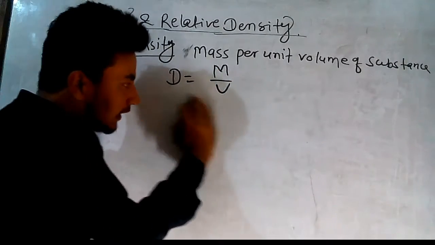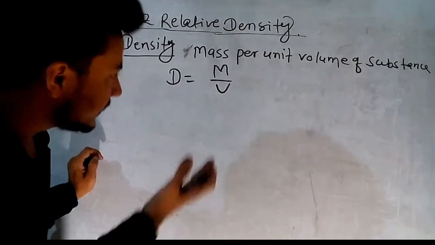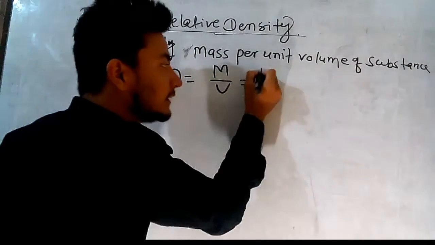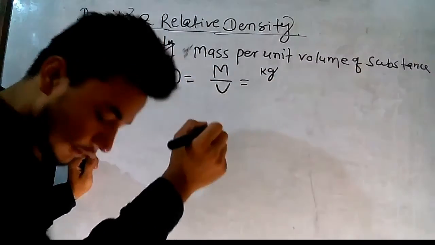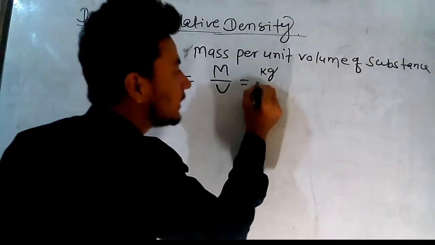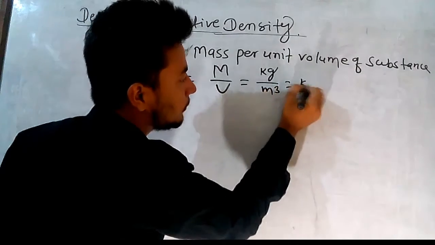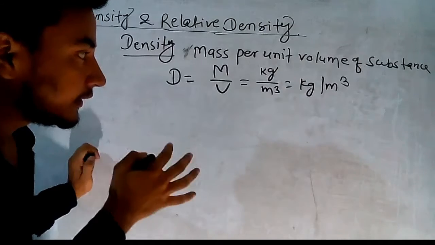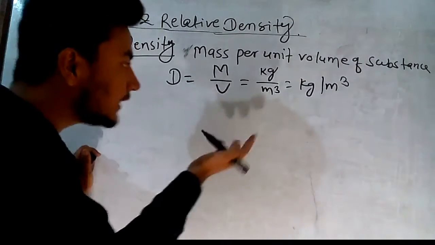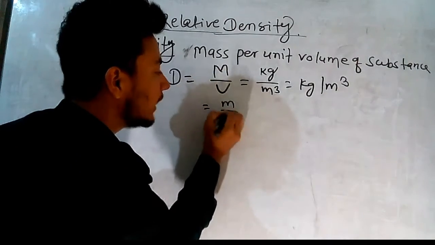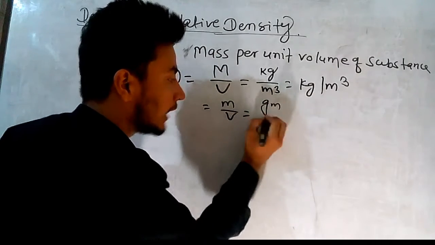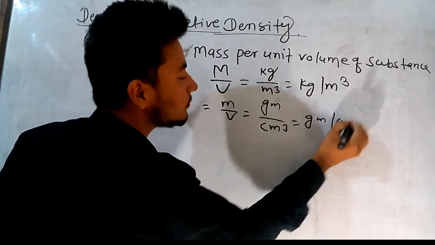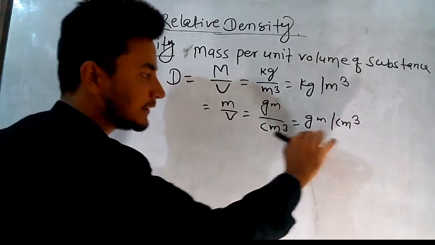If you know this formula, now tell me the unit of density. What is the unit of mass? That is kg in the SI system. And what is the unit of volume? That is meter cube. So simply, kg per meter cube in the SI system. In the CGS system, mass is in gram and volume in cm cube, so the unit is gram per cm cube.